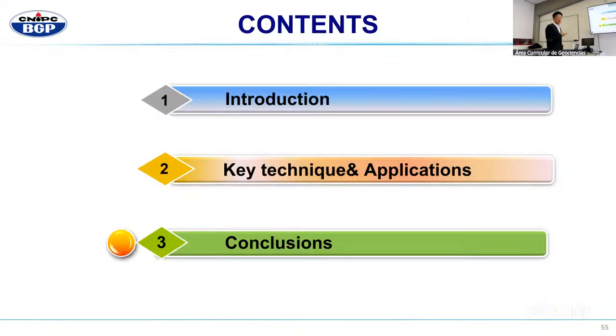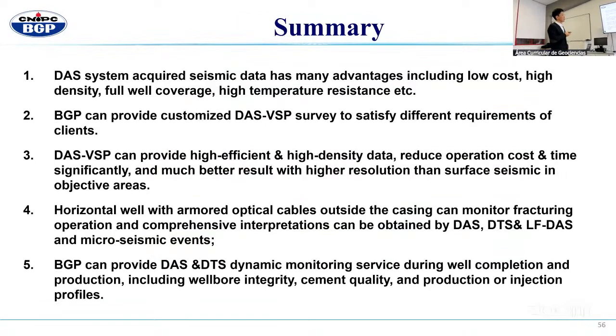Finally, let me draw the conclusion. The DAS system acquiring seismic data has many advantages, like low cost, high density, and full well coverage, and the fiber has high temperature resistance as well. And BGP can provide several kinds of DAS with many fields: offset, zero offset, walkaway or walkaround, and joint 3D VSP with the surface acquisition.